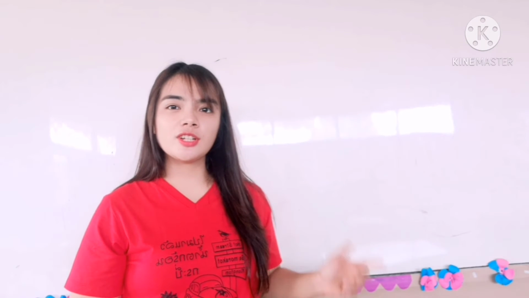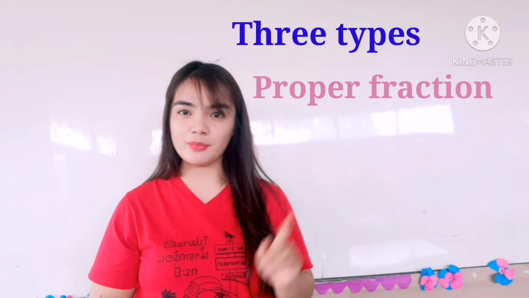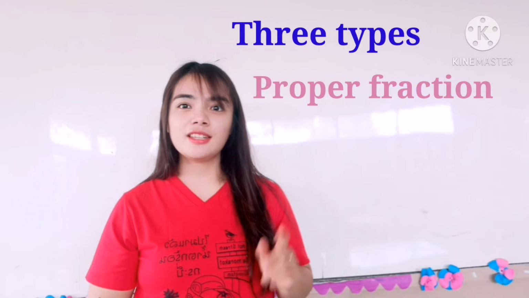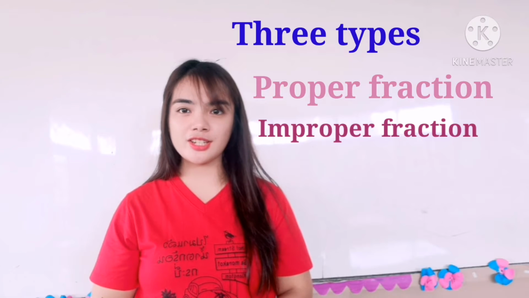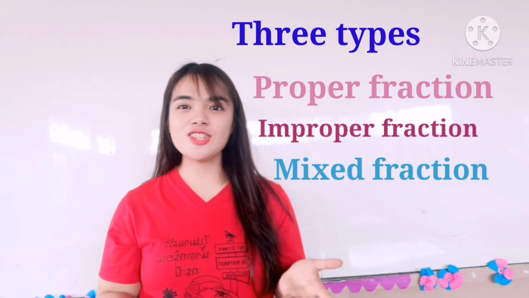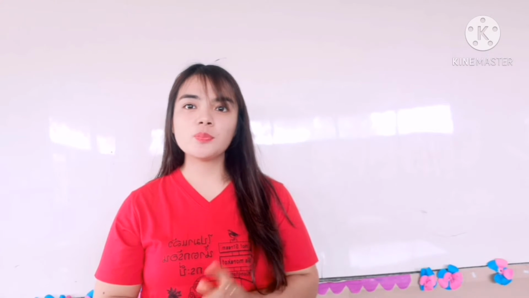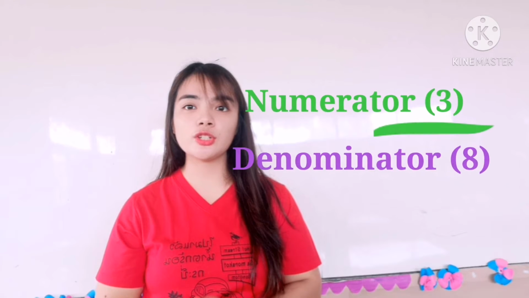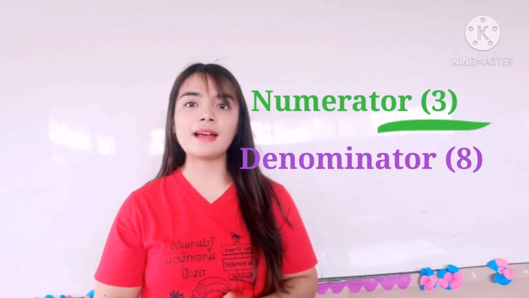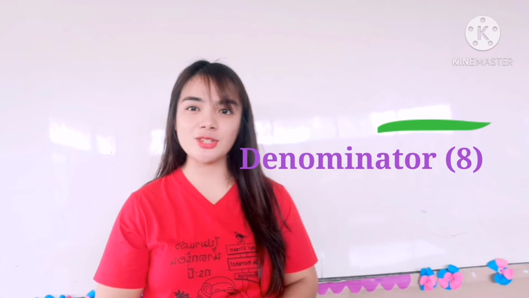So let's try to look at the 3 types of fraction. We have here proper fraction. Next, we have improper fraction. And last, mixed fraction. Let's try to understand what is a proper fraction. So proper fraction, our numerator should be lower than our denominator, has a lower number than our denominator.